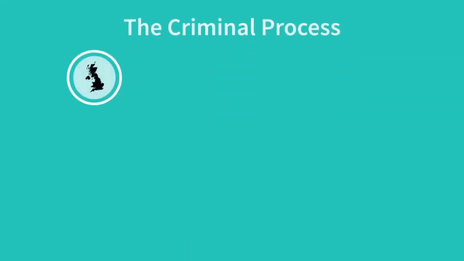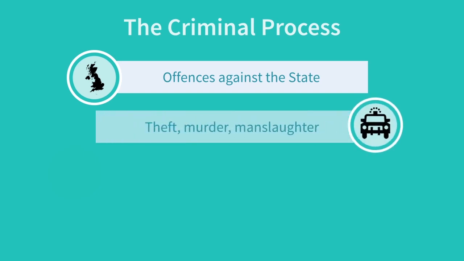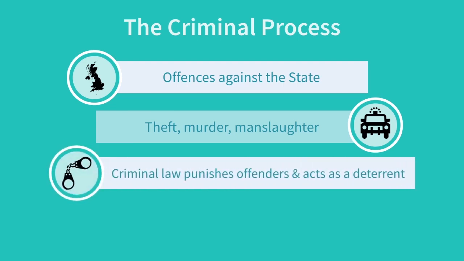A crime is an offense against society's accepted behaviors and is prohibited by law. This prohibition is necessary in order to protect society as a whole. Examples of crimes against the state are theft, robbery, murder, or manslaughter. The main aim of criminal law is to punish offenders, but also to deter others from doing the same, as they know the consequences of potential crimes.